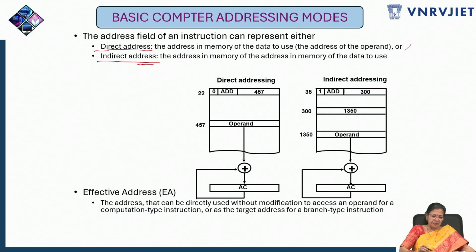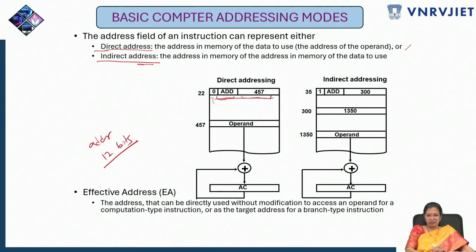If you look at the diagram, the first one has the operand and the instruction, with the last bit being 0. This is 16 bits wide, and the most significant bit 0 indicates that it is a direct addressing mode. ADD is the instruction, and it has to add the contents at memory location 457 to the accumulator. That is the meaning of this instruction. And 457, as I discussed, is an address of 12 bits.